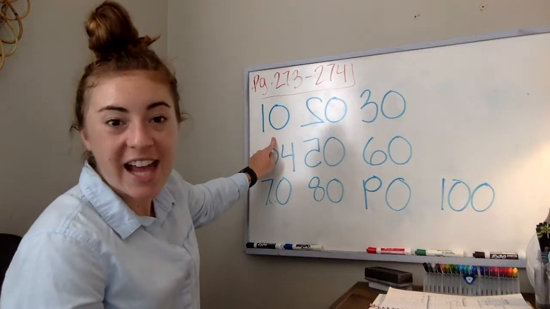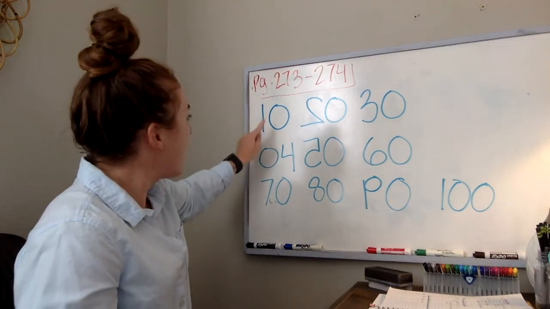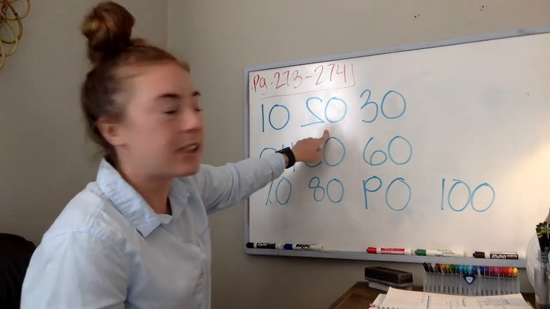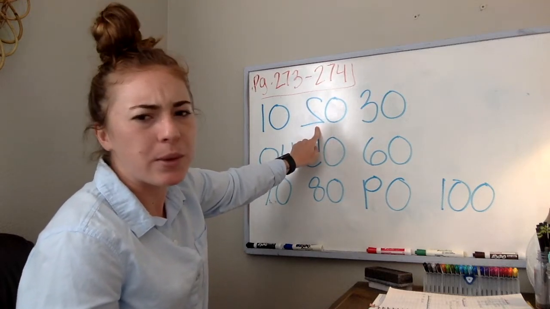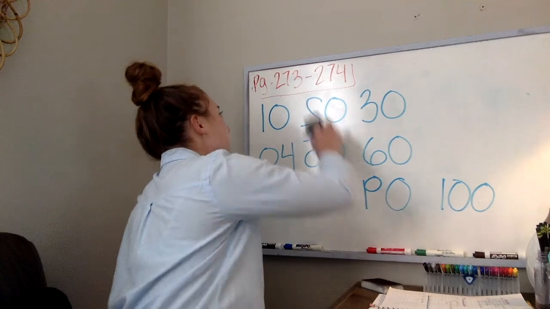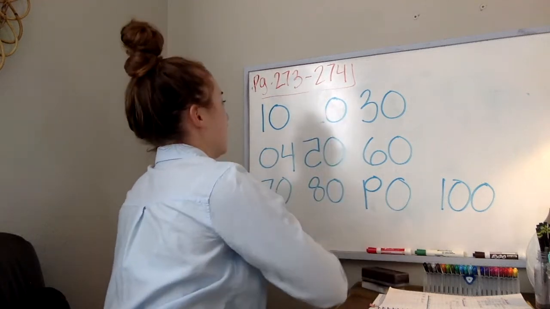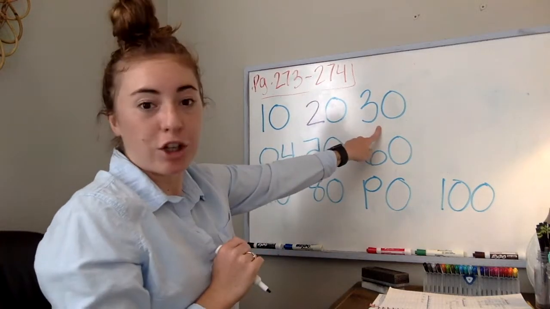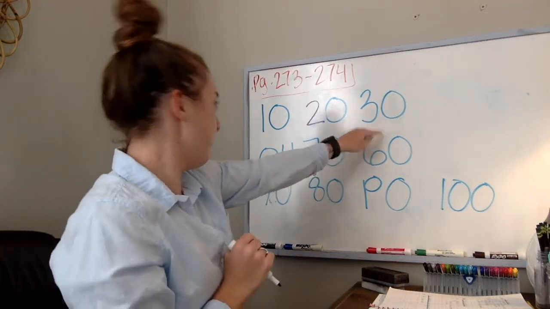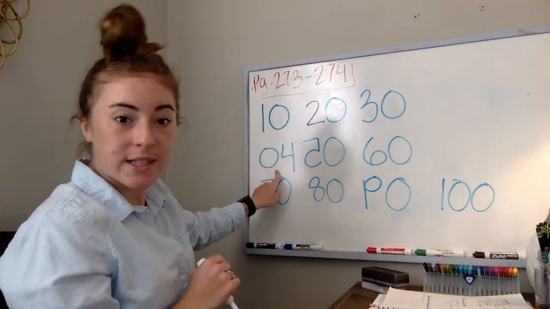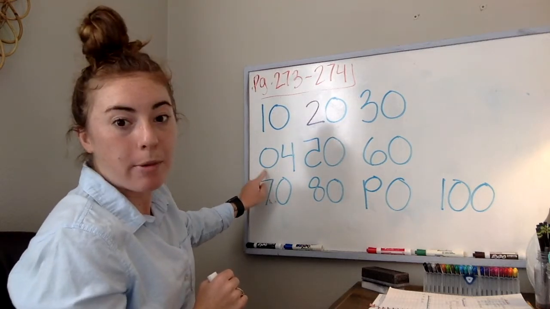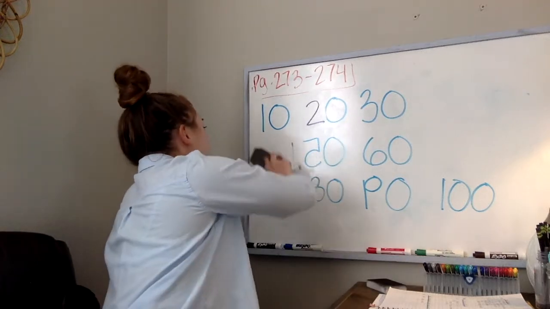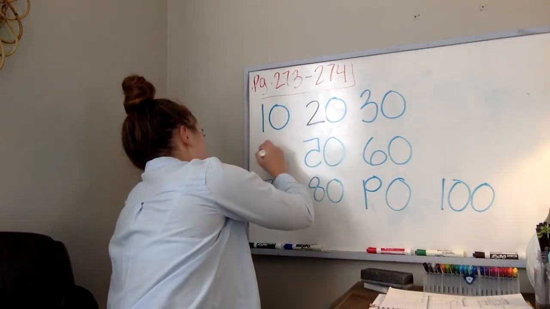So first we have 10, right? Are we good? 1, 0, 10. You got it. How about the next one? 20. What's wrong with my 2? It's backwards. You're right. So let's fix that too. 20, 30. Are we good? Yep. 40, right? I put my 0 before the 4. That's wrong. We have to do 40.